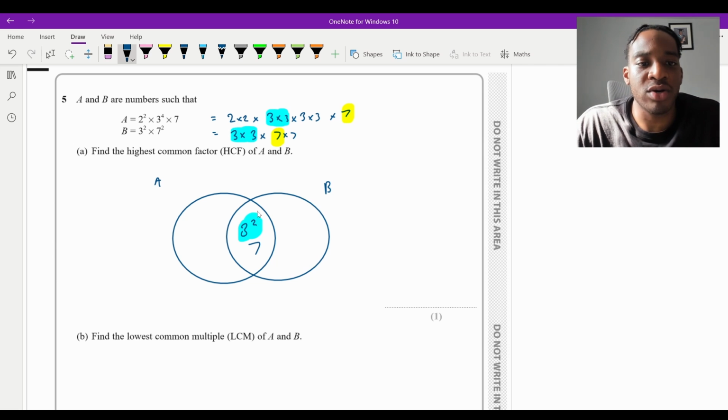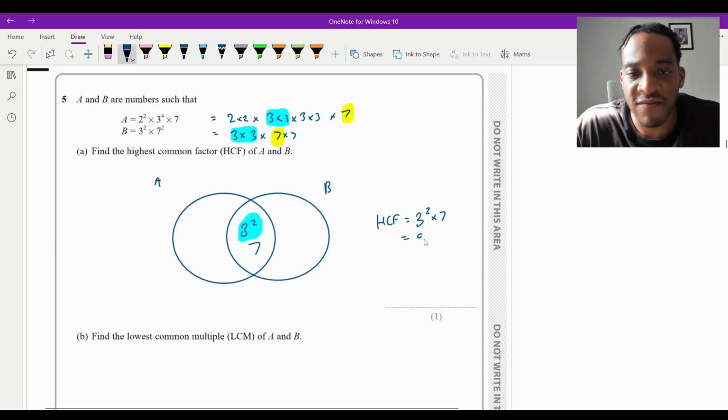That's it. So in that case, the highest common factor is always the product of the numbers in the middle, right? So it's just going to be, all right, HCF is just going to be 3 squared times by 7, which is 9 times 7, which is just 63. So it's going to be 9 times 7, which is 63.